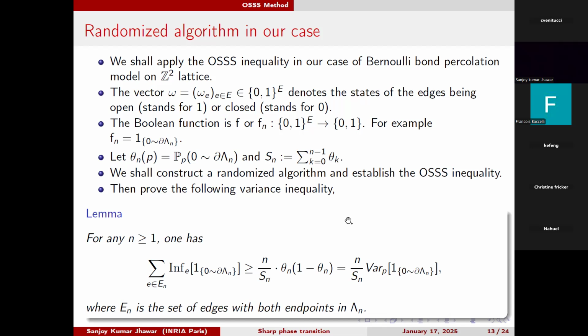So for now, let us assume that we have a randomized algorithm, and based on the algorithm we can derive some variance inequality like this. Later we will see how we can prove the sharp phase transition using this kind of variance inequality that we have.